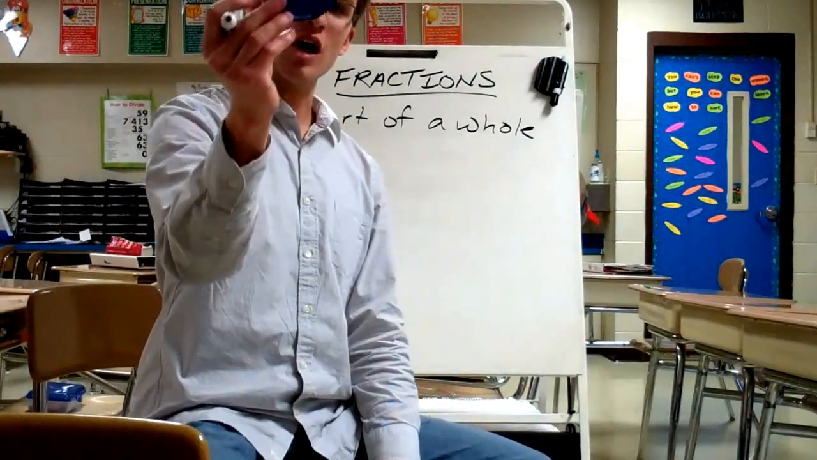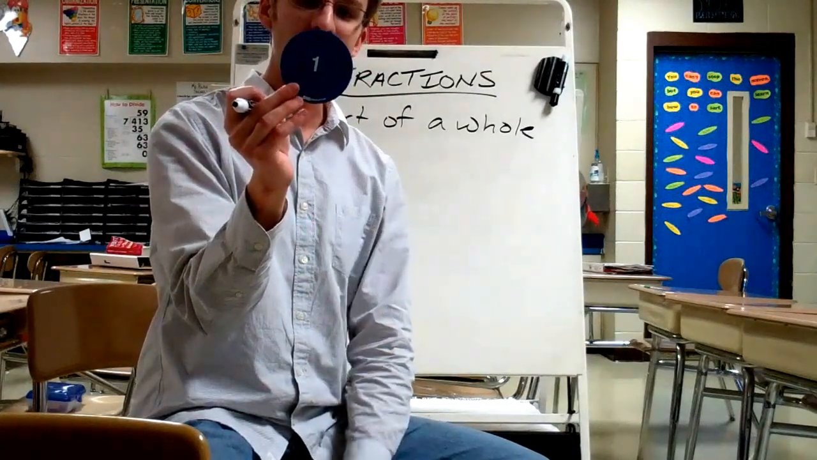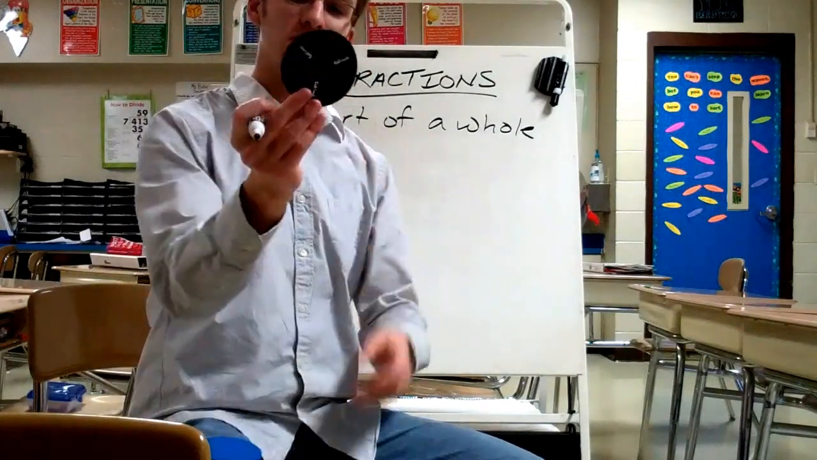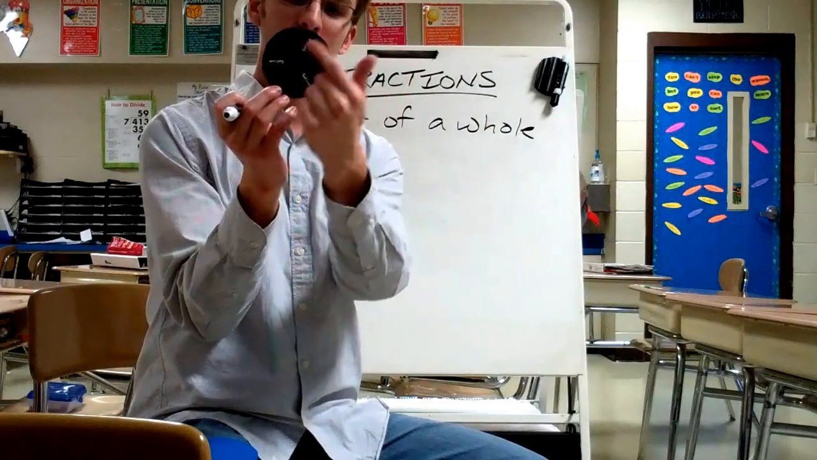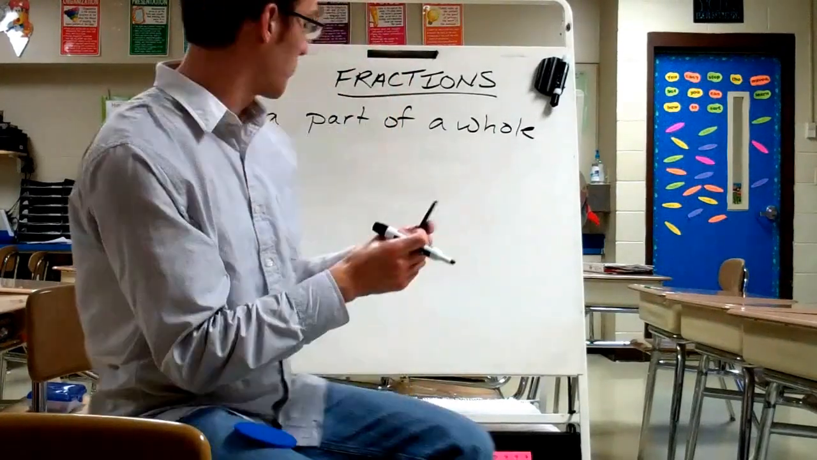Here, I have a whole circle. This circle represents 1. Now, if I take this circle and split it up into parts, in this case, I'm going to split it up into 3 parts. This fraction is now broken up into thirds. Let's look at the fraction 1/3.